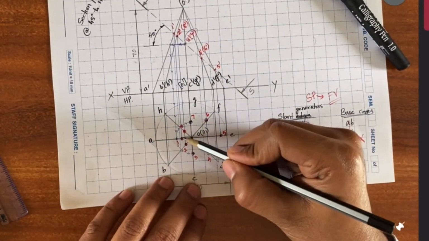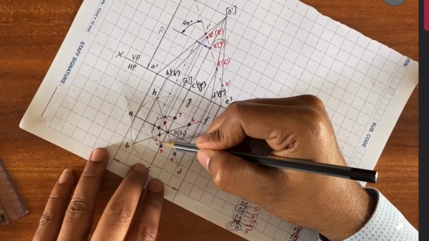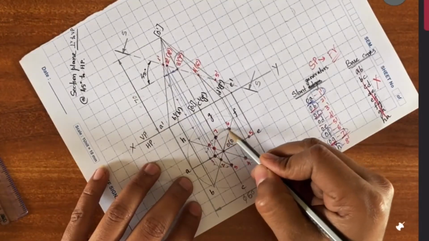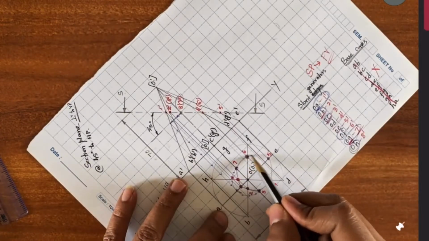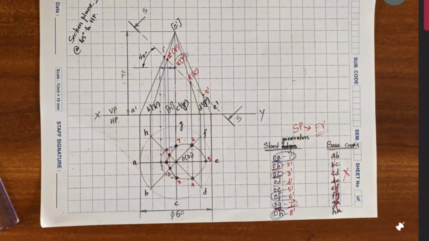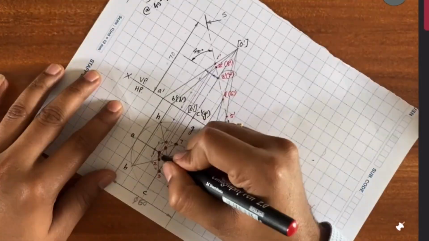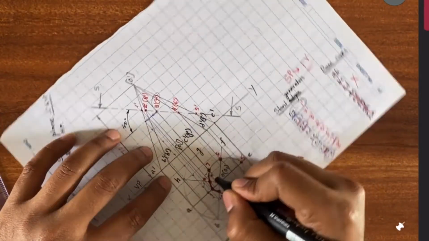So after marking all the cut points on the top view, we can connect these points with a smooth curve. Remember, this is a cone, so we need to connect these cut points with a smooth curve drawn with freehand sketch. And later you can darken it.